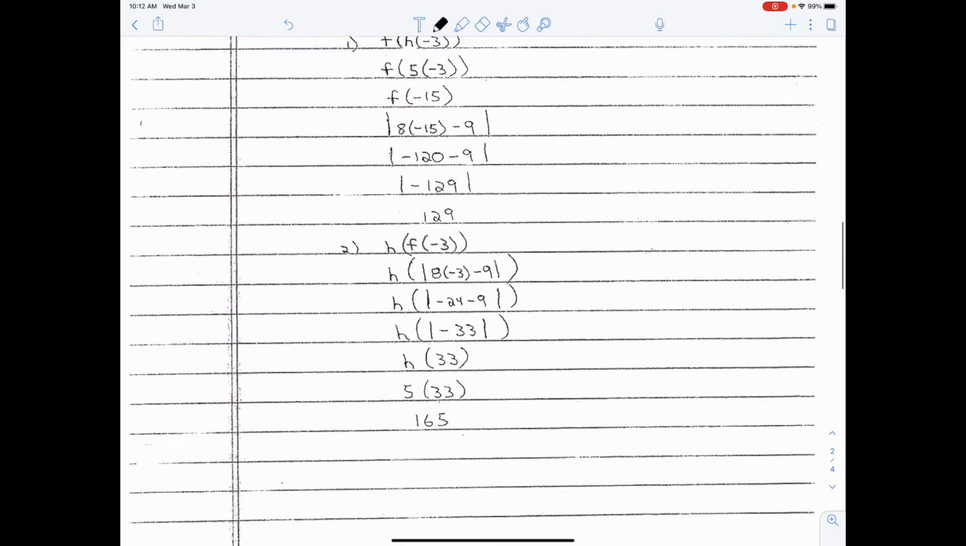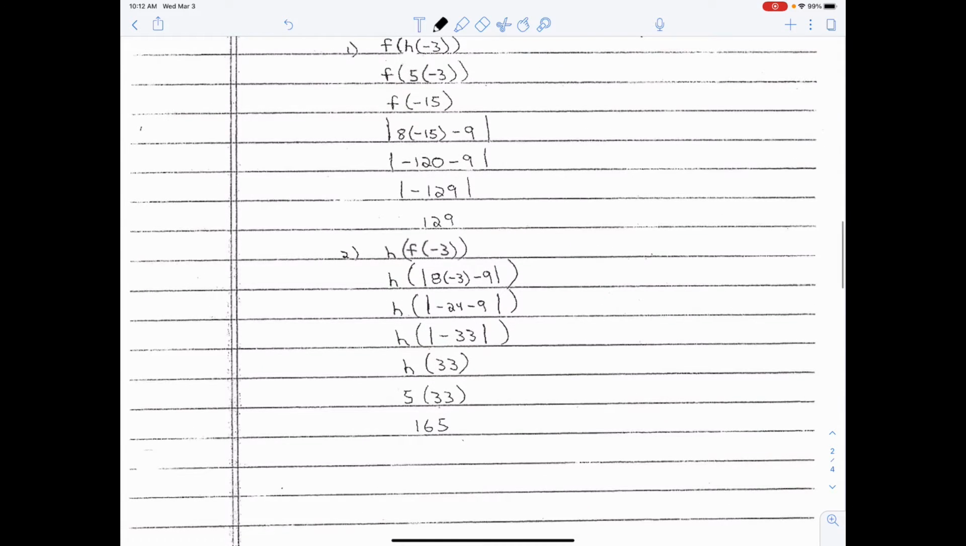Okay, let's find the h of the f of negative 3. First of all, we'll find the f of negative 3. So we'll use the f function, and that gives you 33. Then we'll find the h of 33, which is 165.